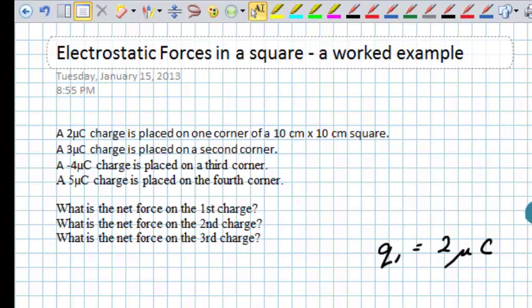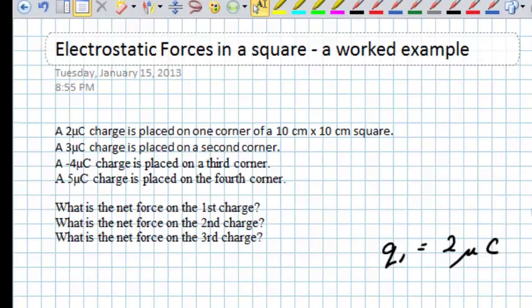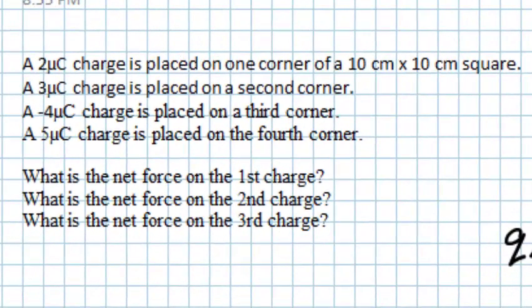This is electrostatic forces in a square, a worked example. The problem is a 2 microcoulomb charge is placed on one corner of a 10 by 10 square. A 3 microcoulomb charge is placed on a second corner. A -4 microcoulomb charge is placed on a third corner. A 5 microcoulomb charge is placed on the fourth corner.